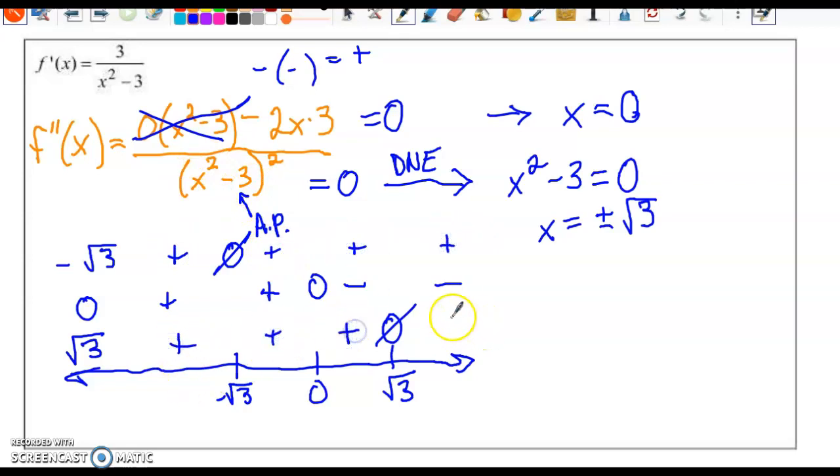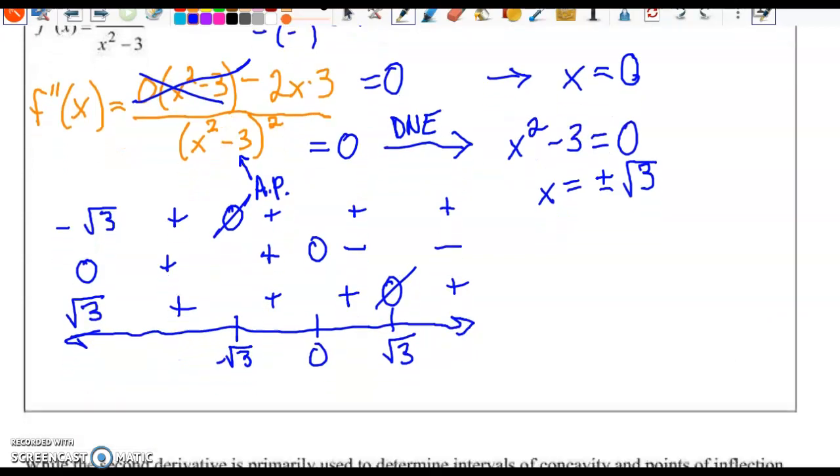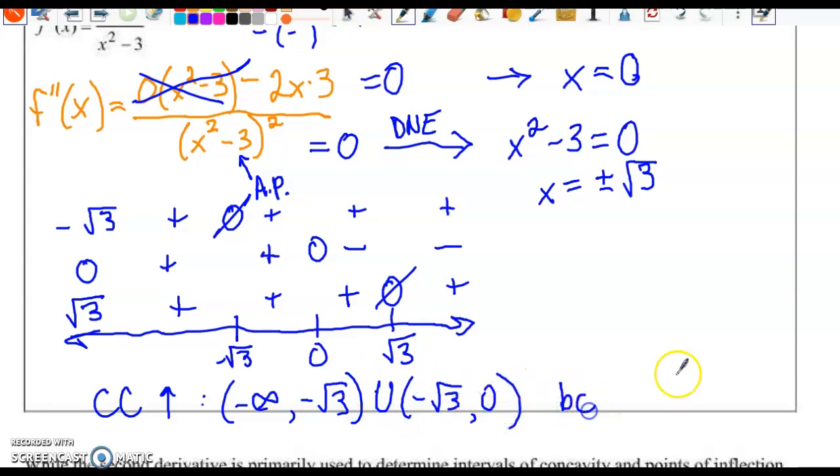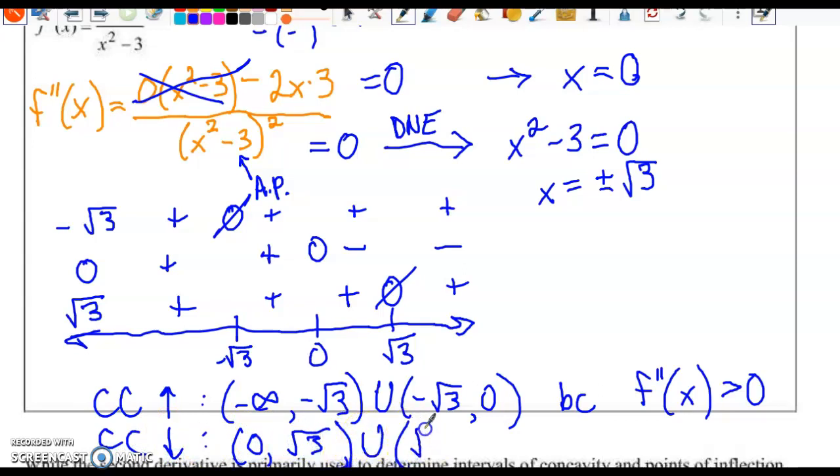I know this doesn't really heed what I typically say about these things, but what I would mention then is that this graph is concave up for negative infinity to negative root 3. It's undefined at negative root 3. And then from negative root 3 to 0, because the second derivative is positive there. And then concave down from 0 to root 3, union root 3 to infinity.